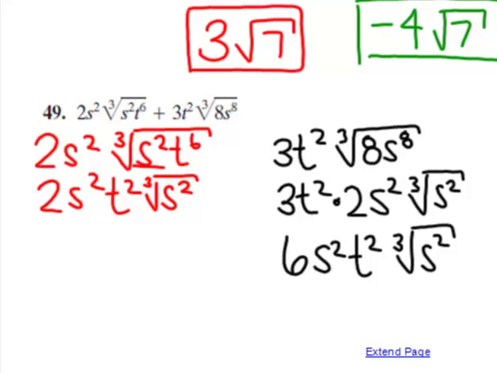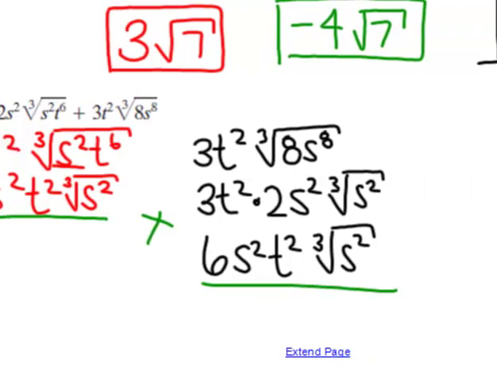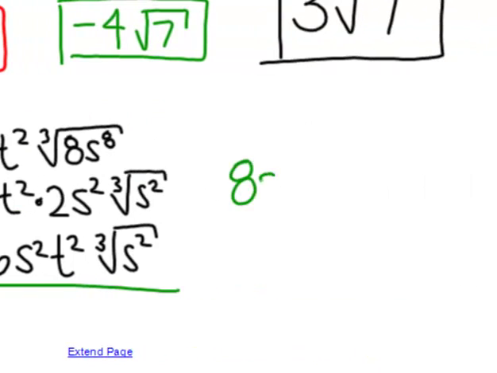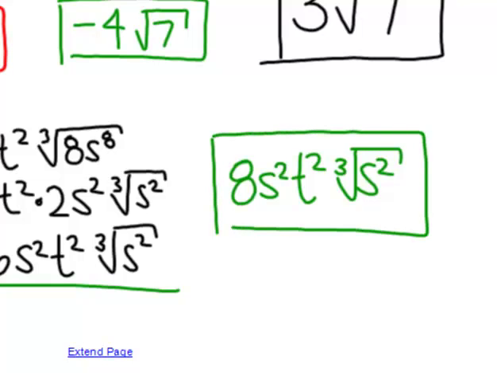So now that both of these things are simplified here, we can combine them, and we're supposed to add them together. So on the outside I have 2 s squared t squared plus 6 s squared t squared, so that gives me 8 s squared t squared. And then because our radicals were the same is the only reason that we could combine these. Cube root of s squared. Be very careful not to add the stuff on the inside together. And that's it. That is all of 6.4.